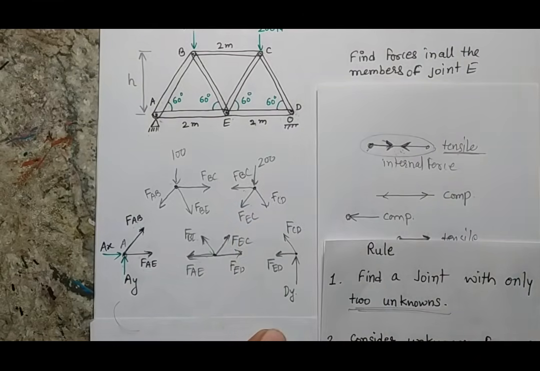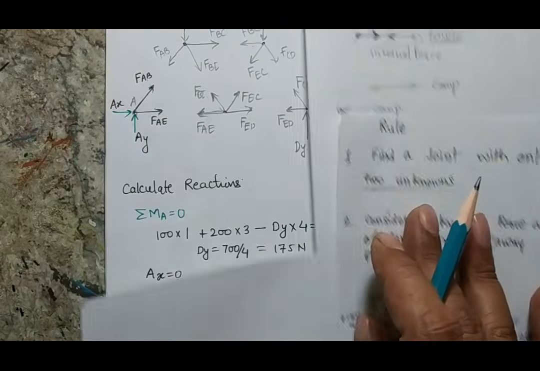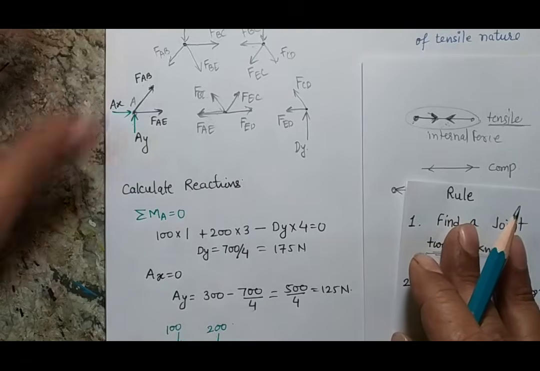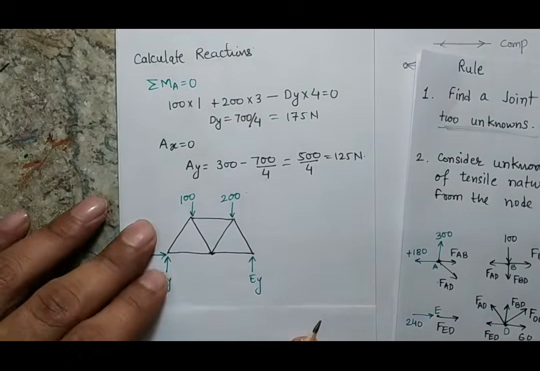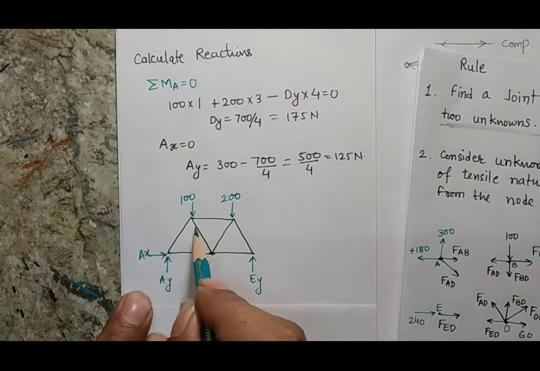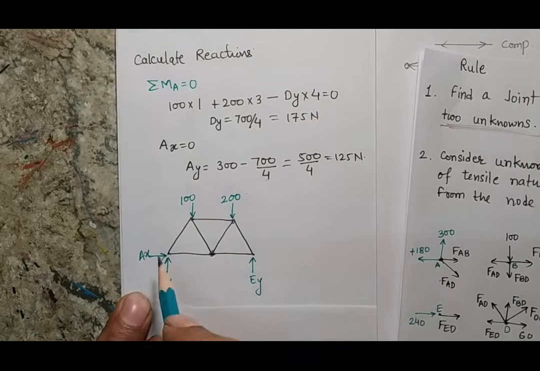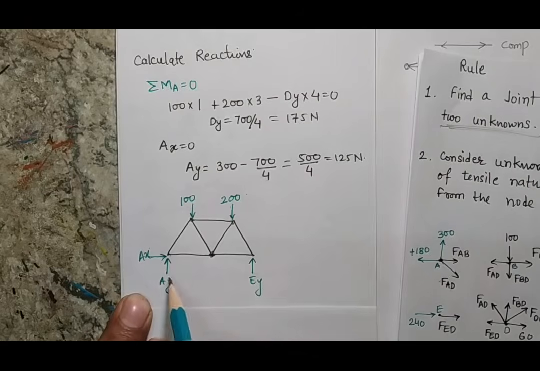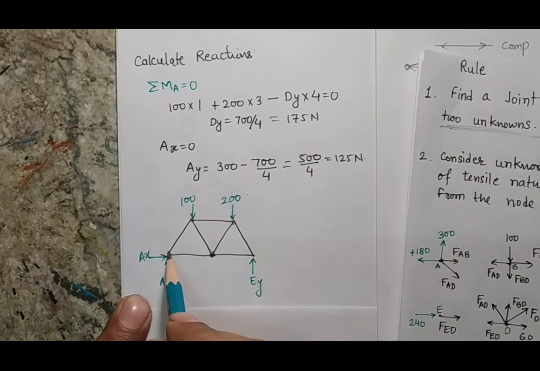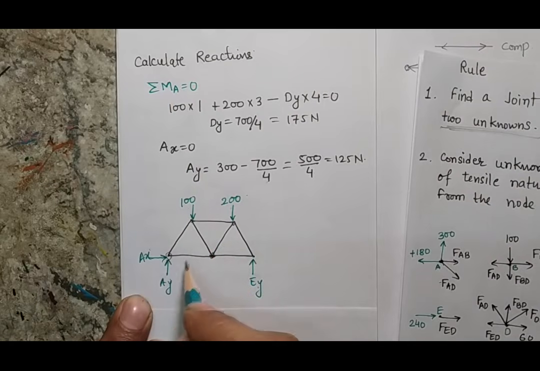To calculate the reaction, first we have to take the complete truss as a single body, and we can calculate the reaction. Here I am showing the complete truss, here are my 2 reactions, and now I am not bothering about the forces at every joint. The complete system is a single body, which is subjected to 2 forces, 100 Newton and 200 Newton, as well as the 3 reactions. So when I take the moment at point A, this distance is 2.